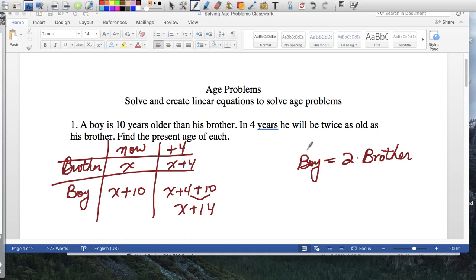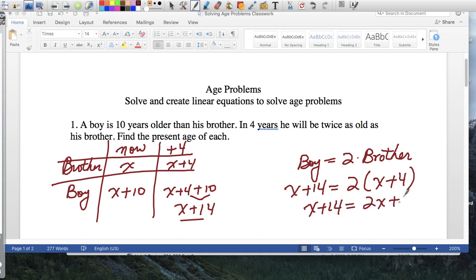Now we've got to substitute. We're going to use this value here. So the boy is X plus 14, right? And the brother is X plus 4, so it's going to be 2 times X plus 4. So that's our little equation. X plus 14 equals 2x plus 8.